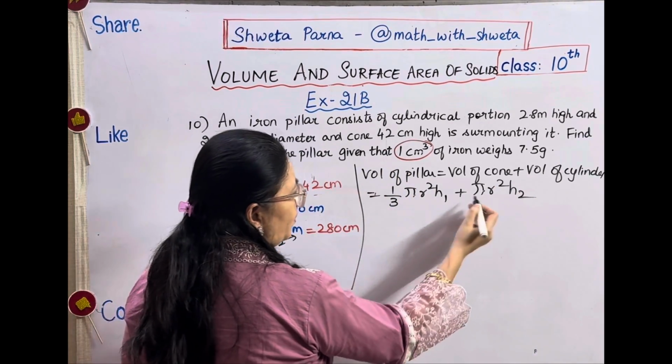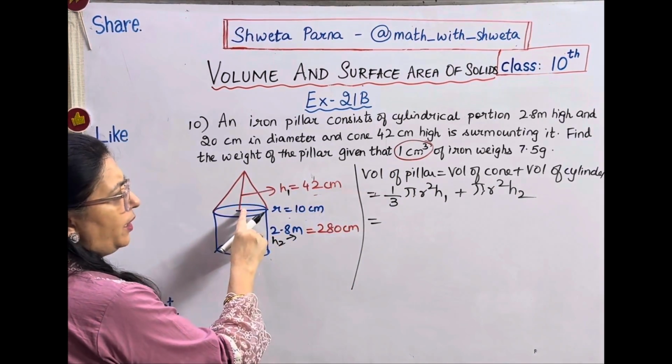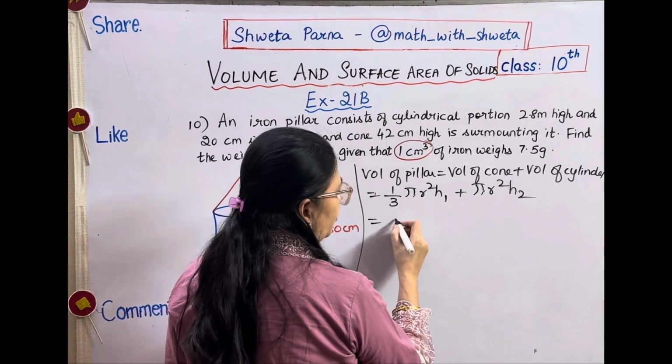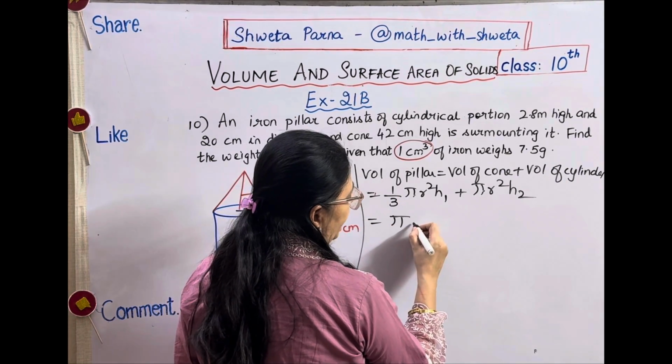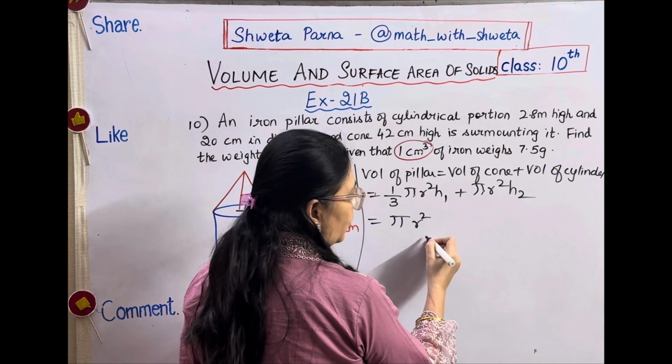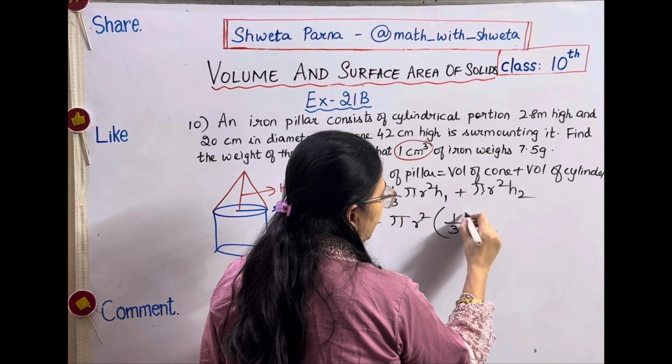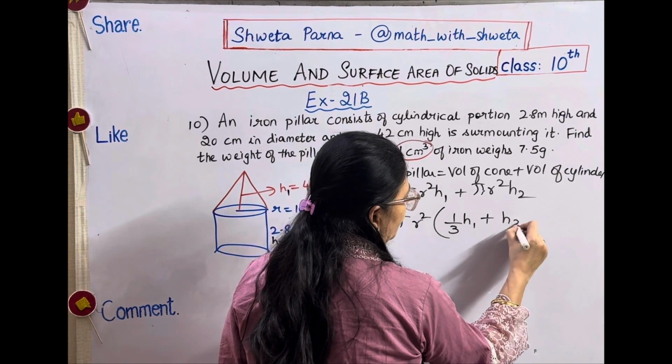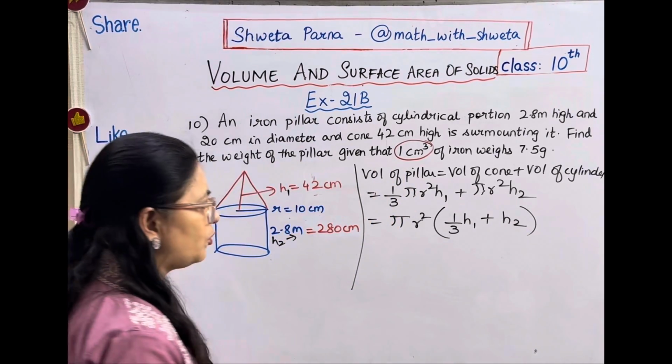Now what is common in both? The radius is common and pi is common. So you can take it outside, pi into r square. Okay. What is left? 1 by 3 h1 plus h2. It becomes easier to solve, right?